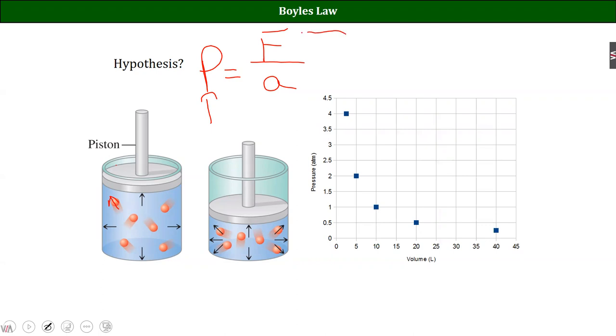If force is not changing because we have the same number of gas molecules and they're all moving the same speed before and after, when you increase area, pressure should go down. When you decrease area, pressure should go up. They should be inversely proportional. And it's really easy to see this relationship when you basically just deal in doubles. If you start with 10 liters and you then increase the volume to 20 liters, your pressure drops by a factor of 2. You double the volume, pressure's cut in half. You double the volume again, pressure's cut in half again.